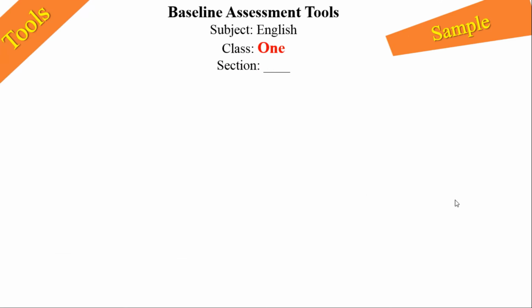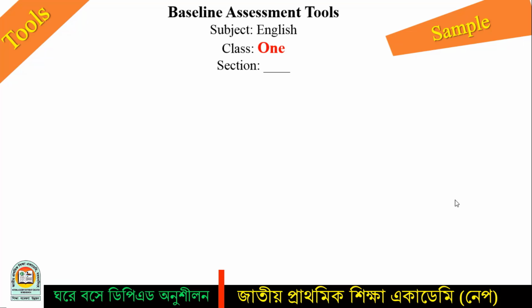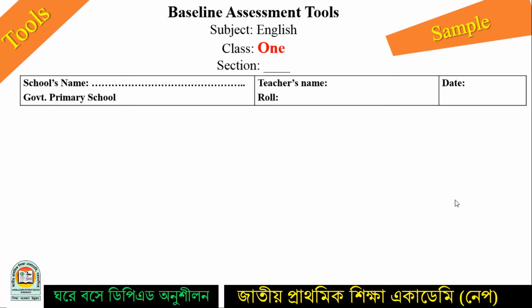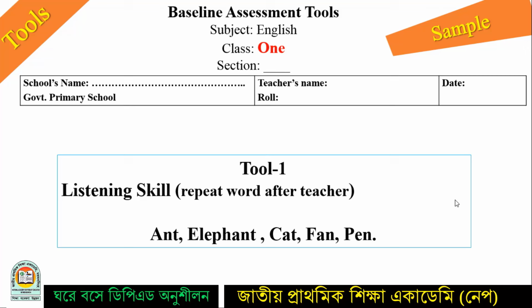So, the sample example for baseline tools English. This is for class 1. The title is Baseline Assessment Tools, subject English, class 1, section A or B as you need. You will start by writing the school's name, teacher's name, trainee teacher role and the date. Tool number 1, listening skill. In this listening skill, we focus on repeating words after the teacher. For example, ant, elephant, cat, fan, pen.